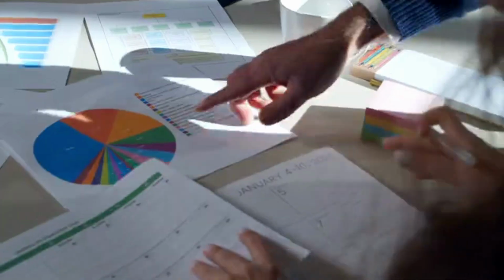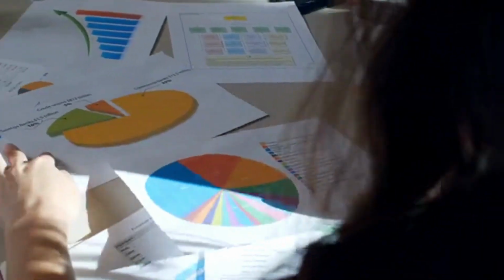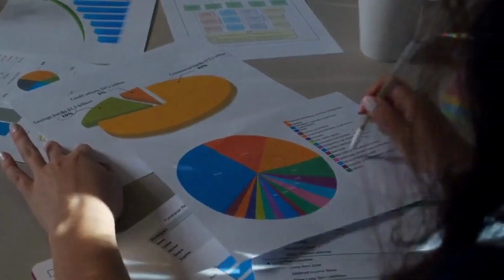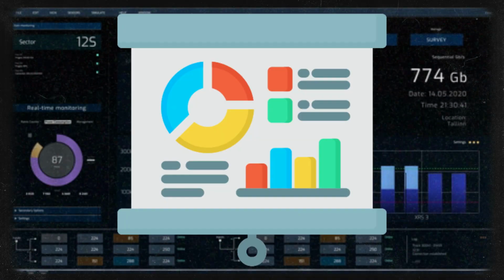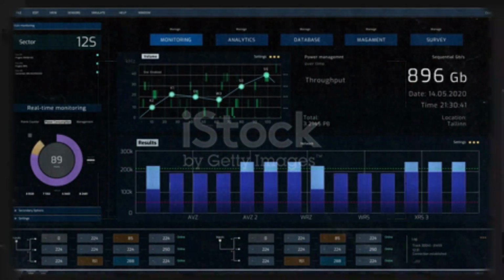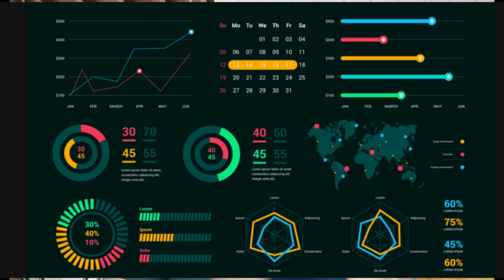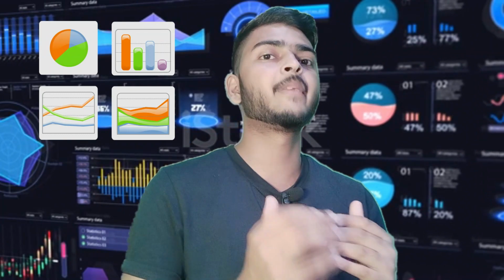So let's talk about what is really data visualization. Data visualization is the process of using visual elements like chart, graph or map to represent the data. It translates complex or high volume data into a visual representation. It basically transforms the data into dashboards, charts and graph and many other forms.